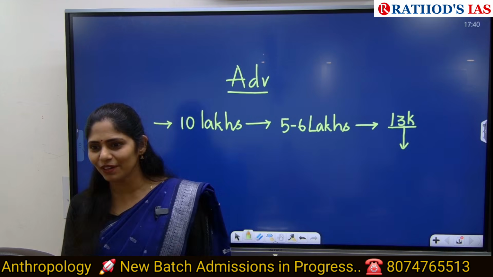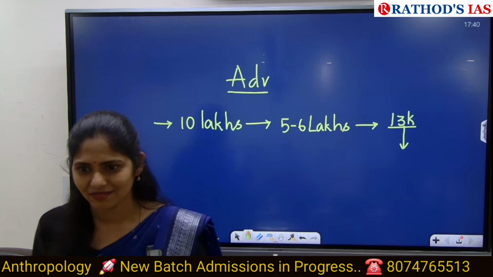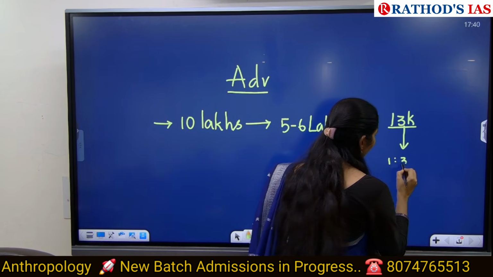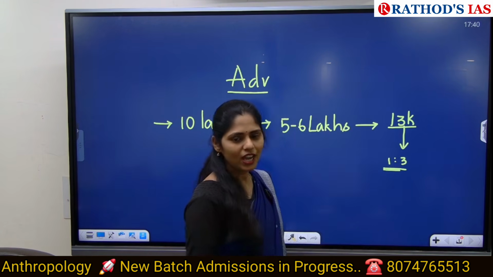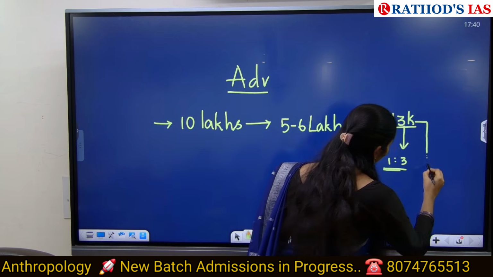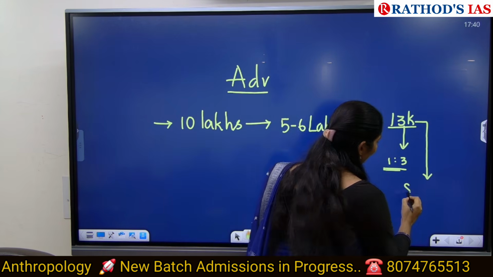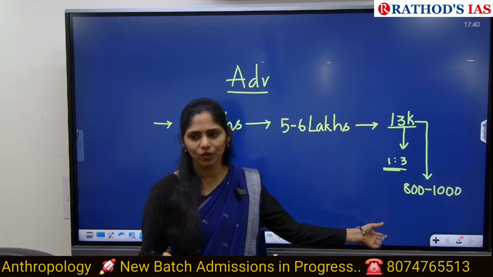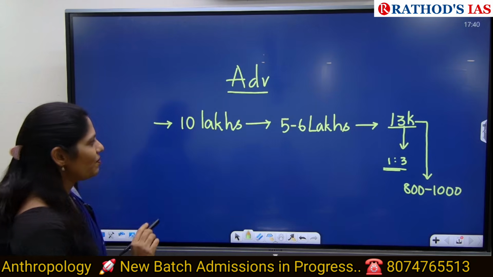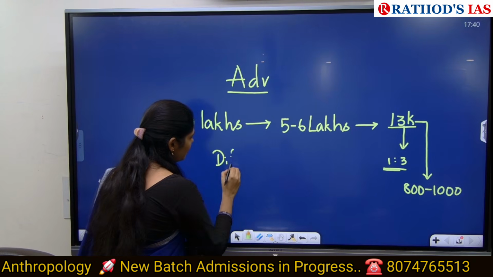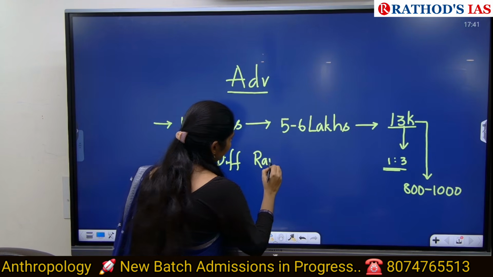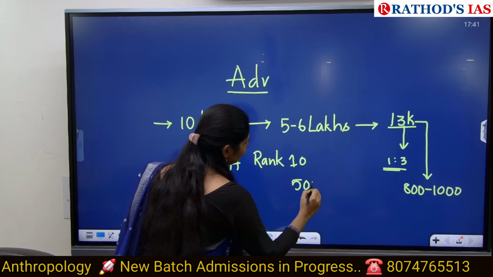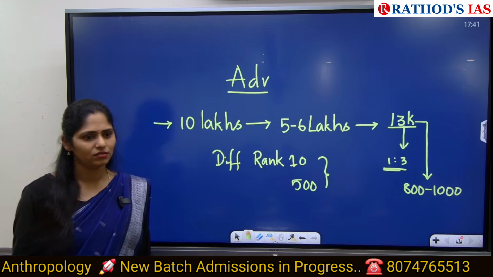And how many people will clear the mains? 1:3. Yes. For one job, 3 people will be called for interview. And finally, how many people will be selected for the service? Around 800 to 1000 or 1100. This number will vary. Now my question is, what is the difference between rank 10 and rank 500? Is there any difference between these 2 people?